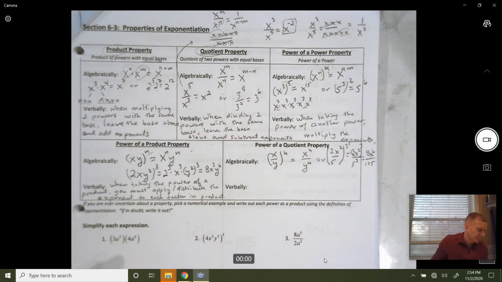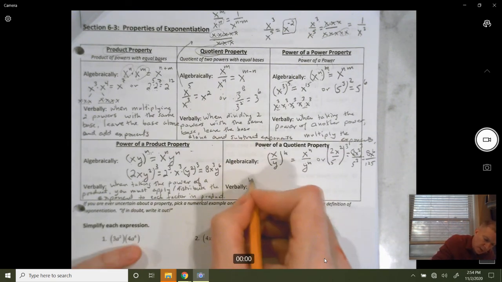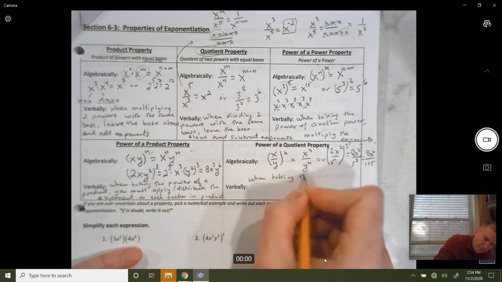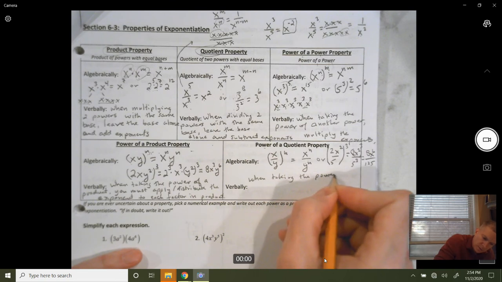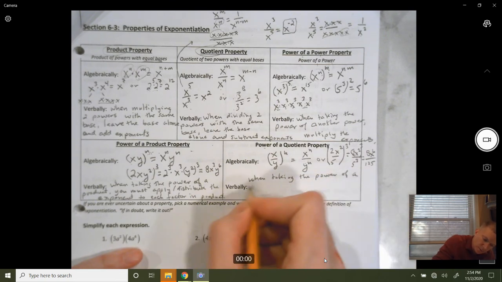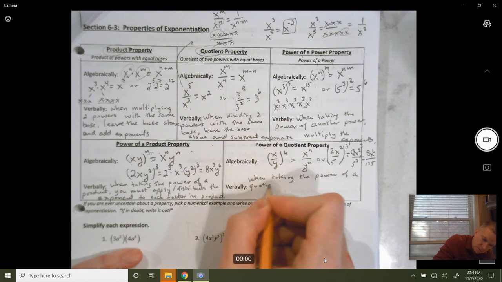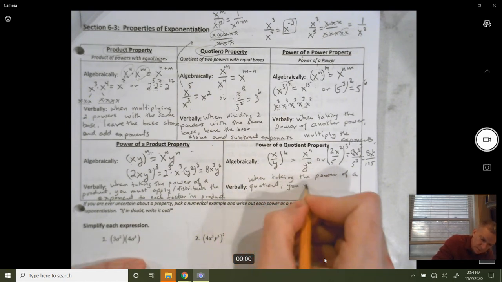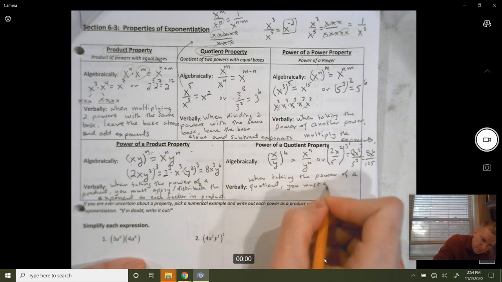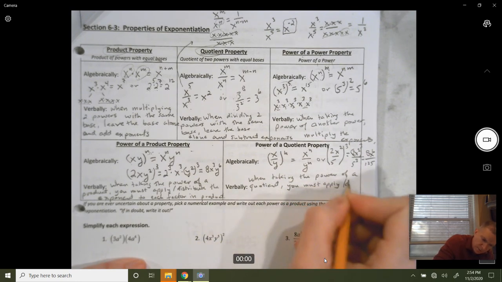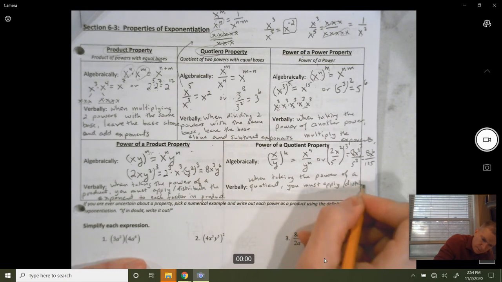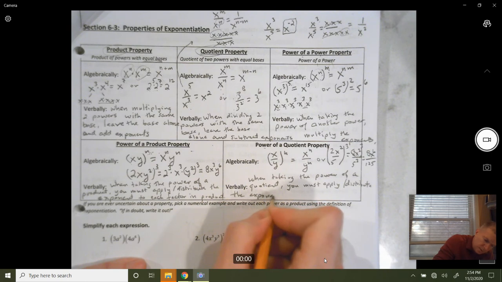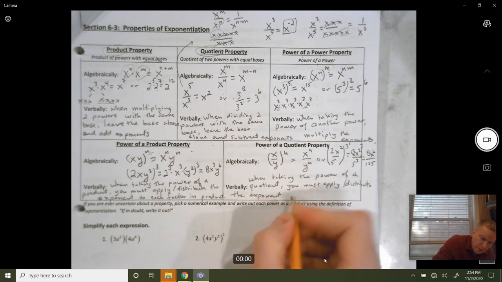So in words, when taking the power of a quotient, you must apply, or we could say distribute, the exponent to the numerator and the denominator.